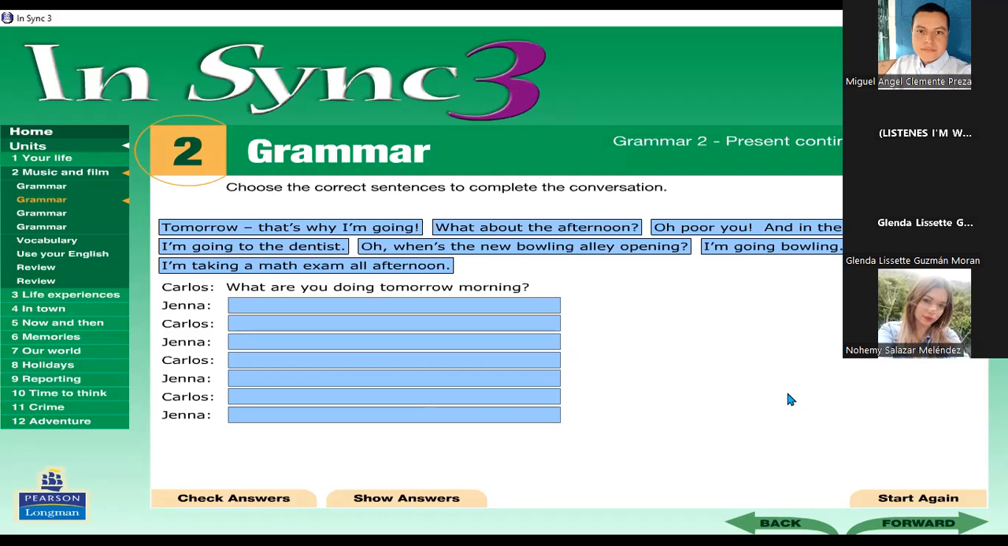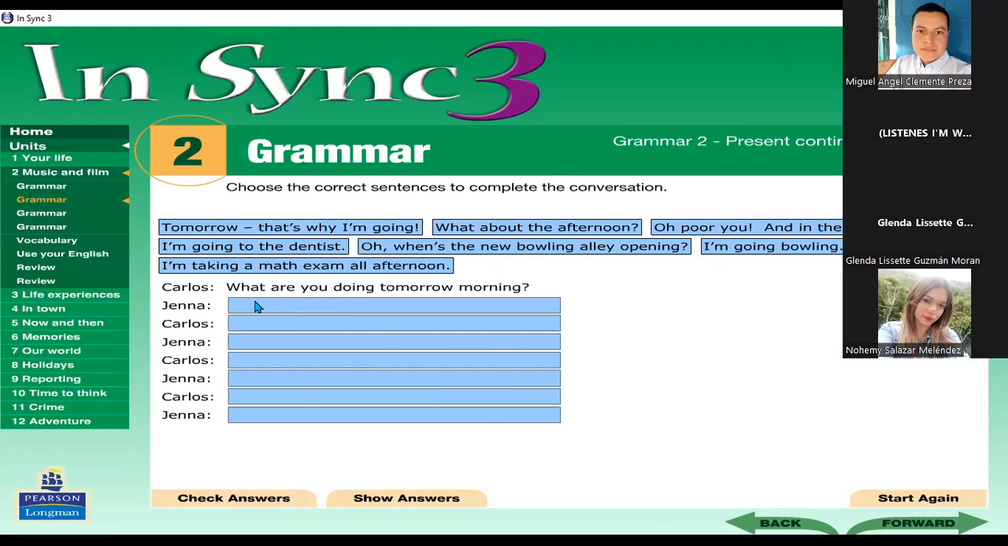We have to put them in order, in the correct sequence, right? And sería, I'm going to the dentist. I am going to the dentist. Okay, the next, la siguiente, por favor. When the new bowling. Opening. I am going bowl. Excellent. I'm taking a math exam this afternoon.